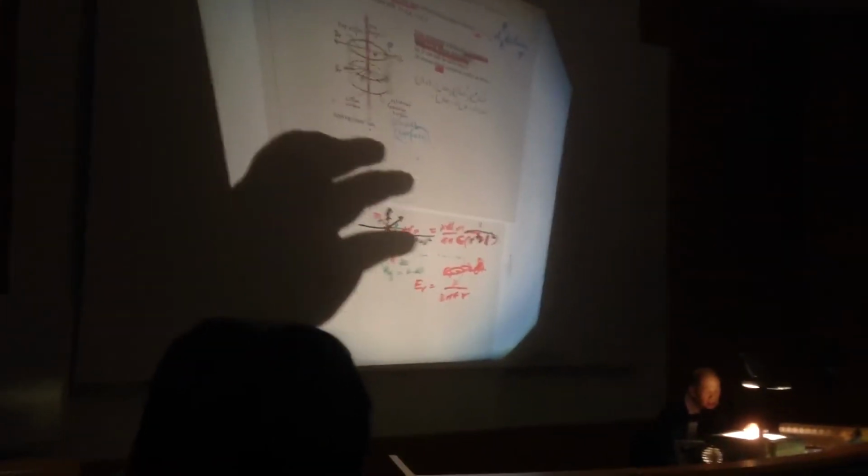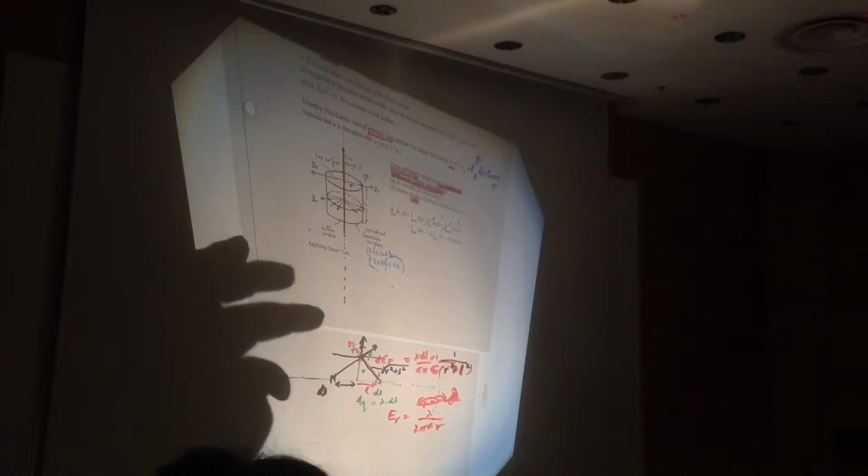Those of you who want the challenge can try this. Integrate this from minus infinity to plus infinity, as l goes from minus infinity to plus infinity, and you should be getting the answer lambda over 2 pi epsilon r.